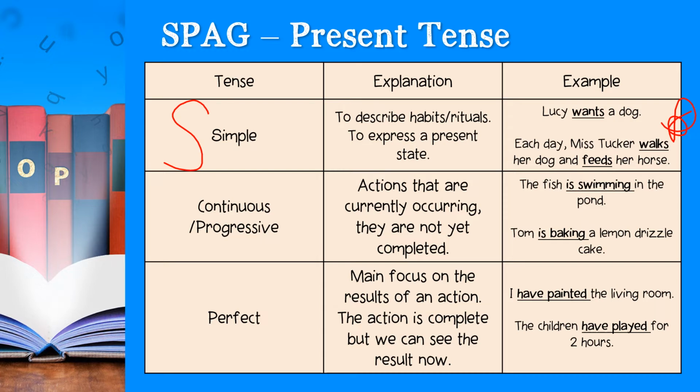But although we've got an ed on the end of these verbs, which makes us think past tense, we've got the word in front of have, or sometimes has. So that makes us think, right, what are we focusing on? If it was I painted the living room, that would be simple past. But to make it present, we have got the word have in front of it. So I have painted the living room.